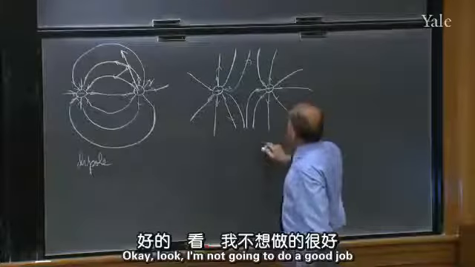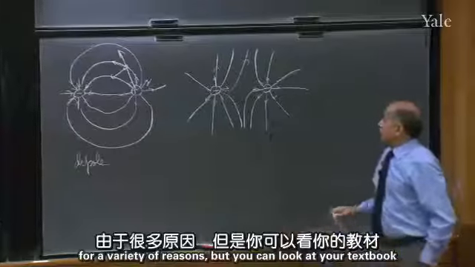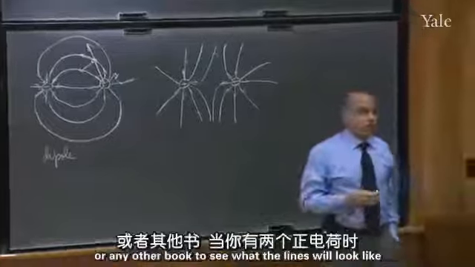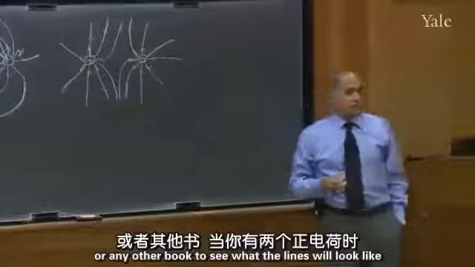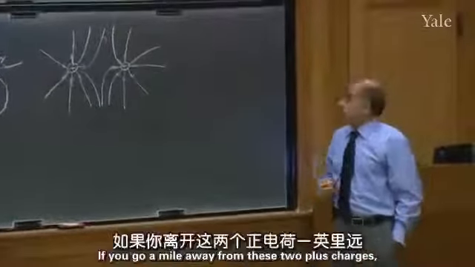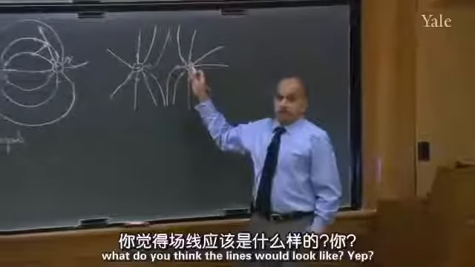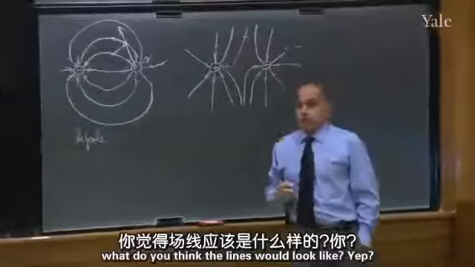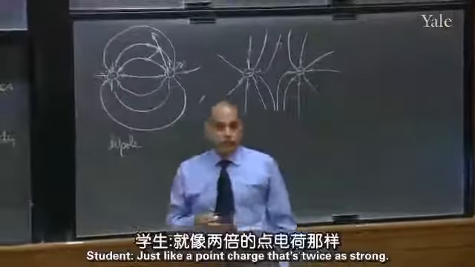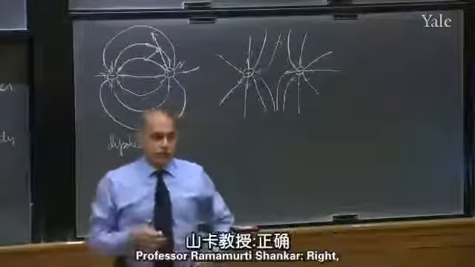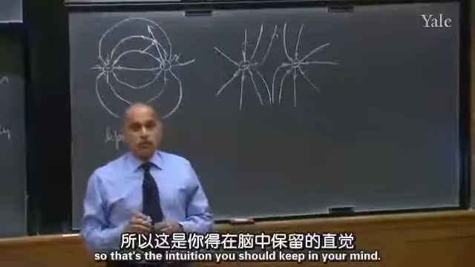Okay, look, I'm not going to do a good job for a variety of reasons, but you can look at your textbook or any other book to see what the lines will look like when you got 2 plus charges. If you go a mile away from these 2 plus charges, what do you think the lines will look like? Yep. Just like a point charge that's twice as strong. Right. So that's the intuition you should keep in your mind.